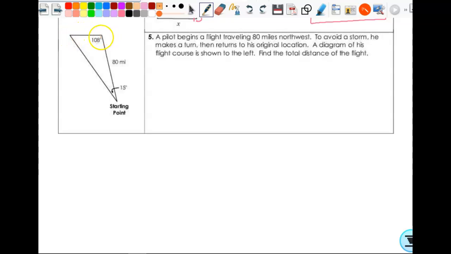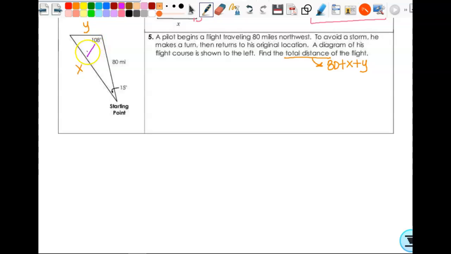That means I'm going to have to find these side lengths. Let's call this one X and this one Y. So my total distance that I'm looking for here is going to have to be 80 plus X plus Y. We agree with that? Okay, so let's start by finding X.